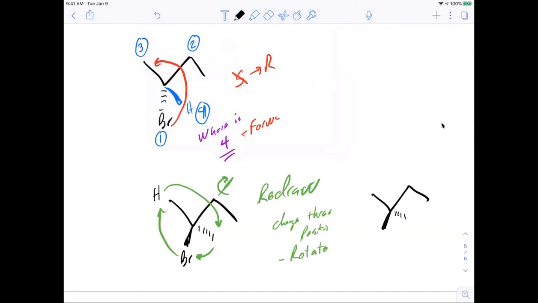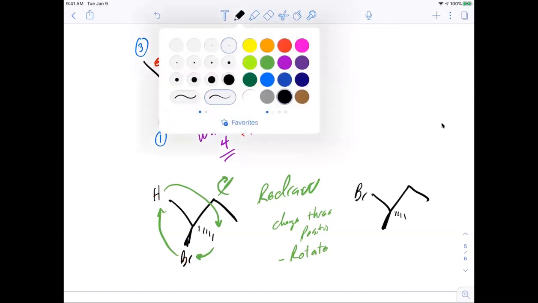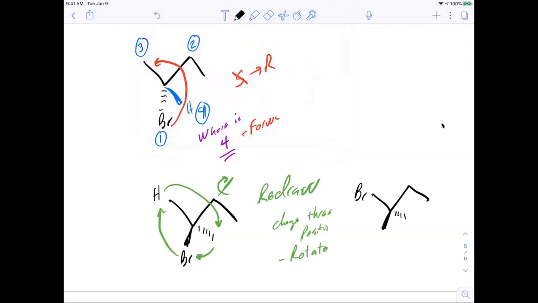Then draw your structure and follow your diagram. Where did the methyl go? The methyl went forward, right? Where did the bromine go? The bromine went up. Now it's in the plane, but most importantly, the hydrogen that was in the plane now is back.